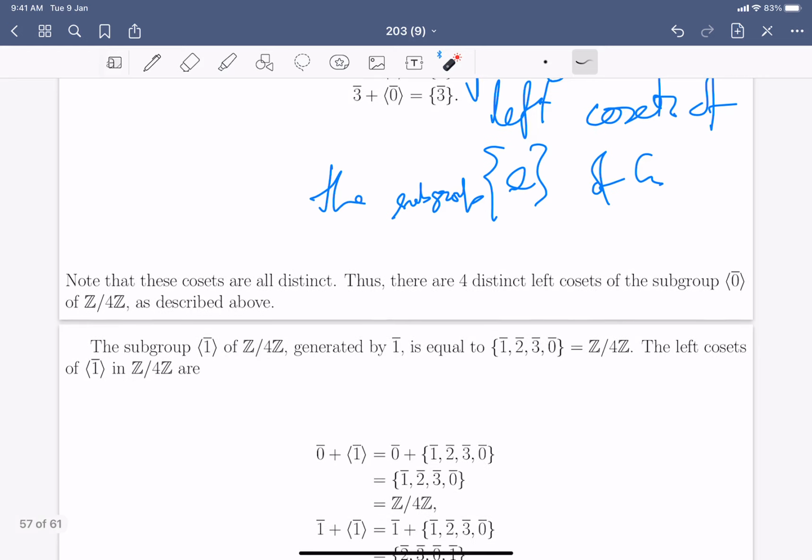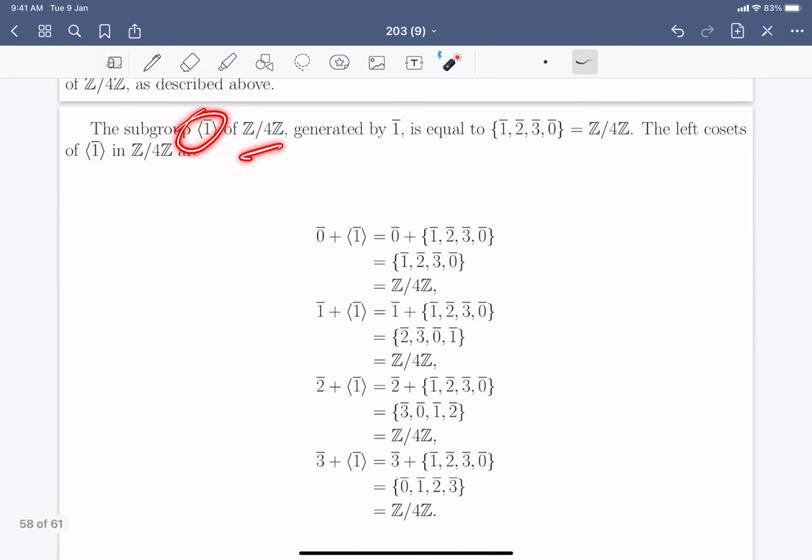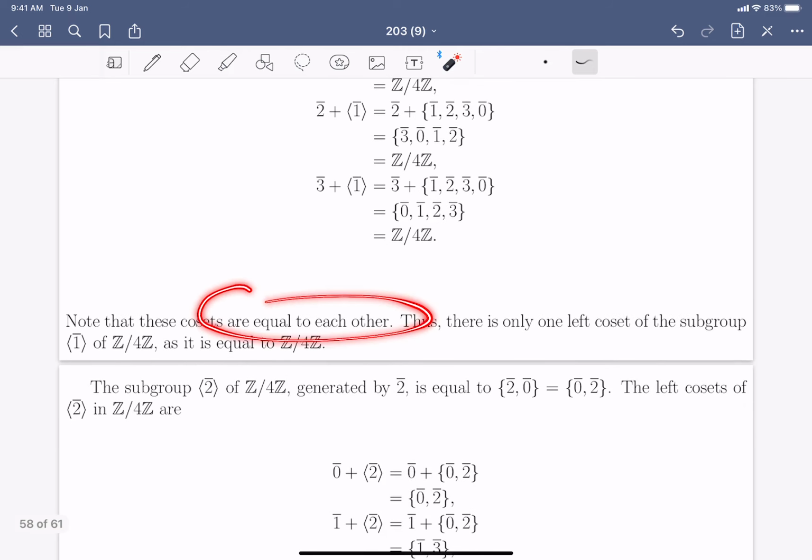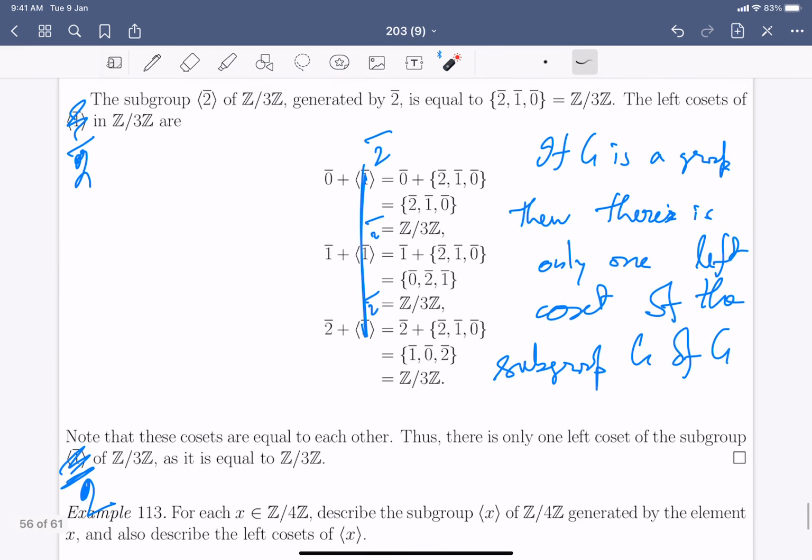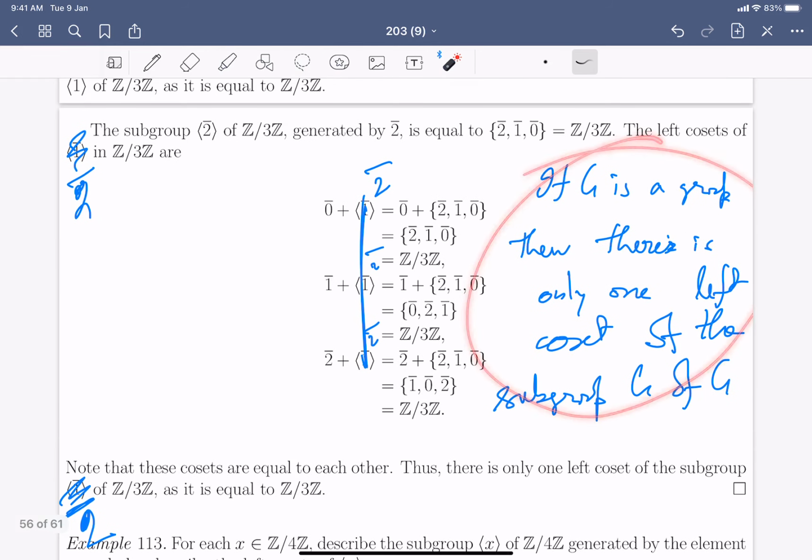Now if you look at the subgroup of Z mod 4Z generated by 1 bar, you'll get the full group, and thus there is exactly one left coset, thanks to this observation.